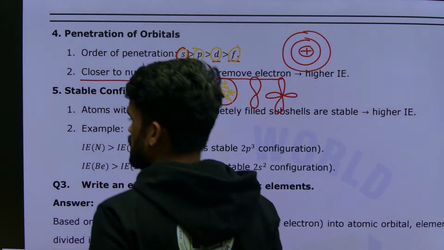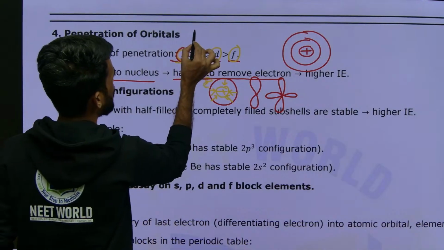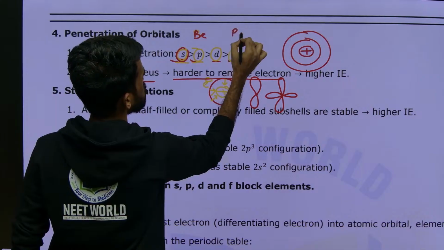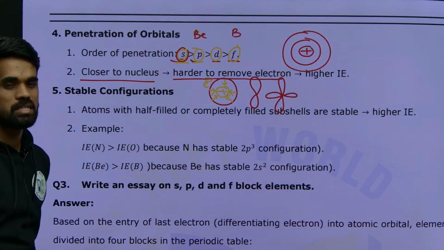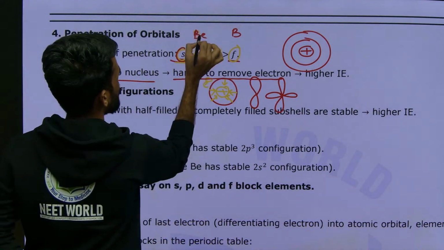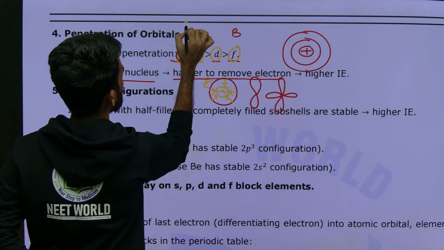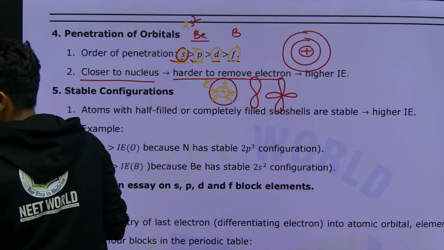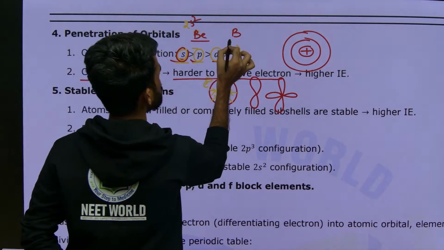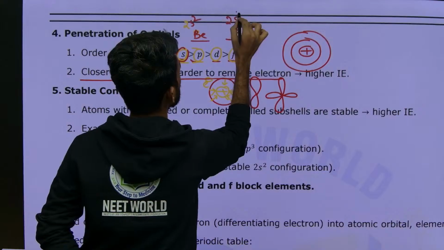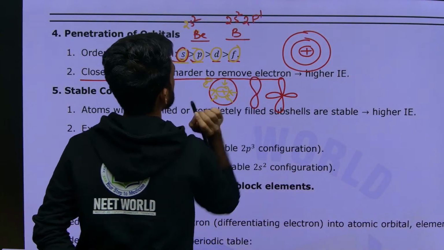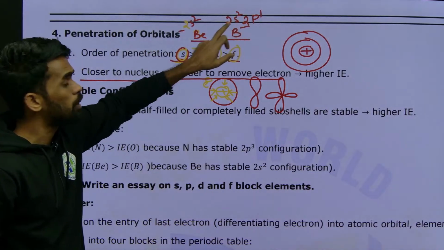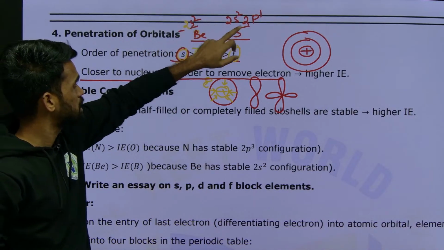For this, the best example we can consider is beryllium. I am taking beryllium and boron. Which one has more ionization energy? What is the electronic configuration of beryllium? We write 1s2, 2s2 for beryllium, and for boron we write 1s2, 2s2, 2p1, the valence electronic configuration. Here the shell number is the same, so compare the subshells now. This is S, this is P.